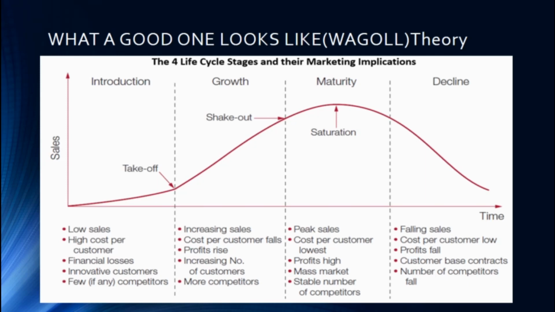This is the stages explained in a graph, and you can see the points down below. In the introduction stage: low sales, high cost per customer, financial losses, innovative customers. Growth stage has increasing sales, cost per customer falls, profits rise, more competitors. Maturity stage: peak sales, cost per customer is lowest, profits are higher, mass market, stable number of competitors. And in the last, decline stage: fallen sales, cost per customer low, profits fall, customer base contracts, number of competitors fall.